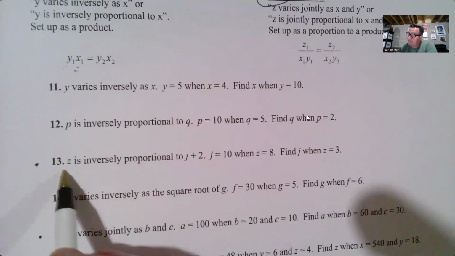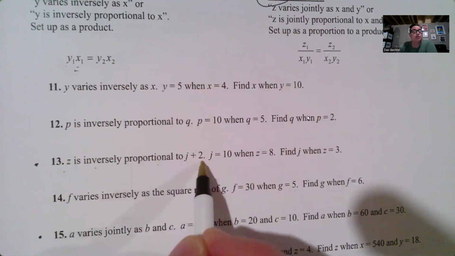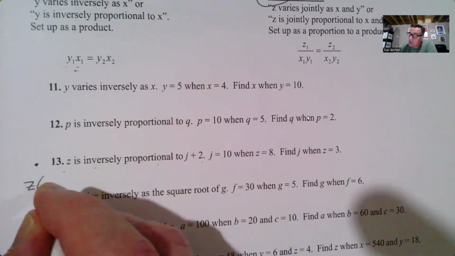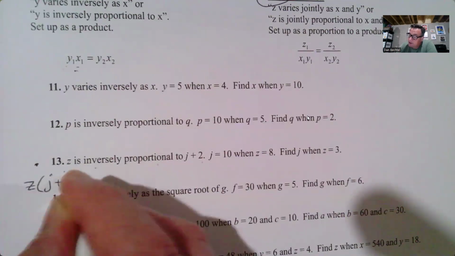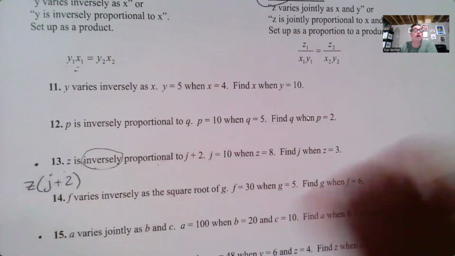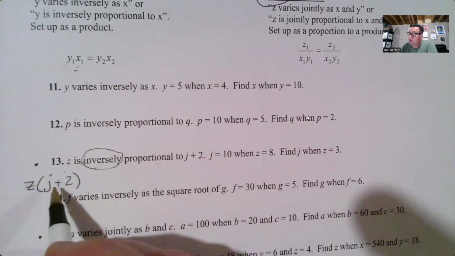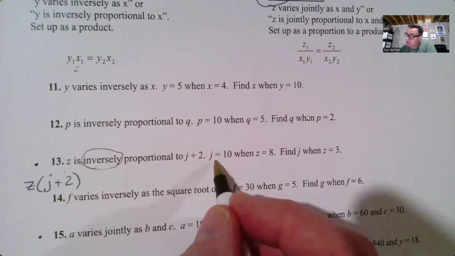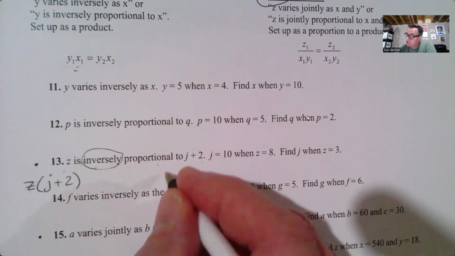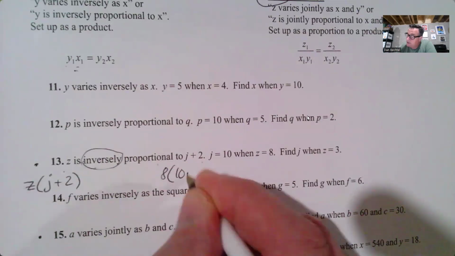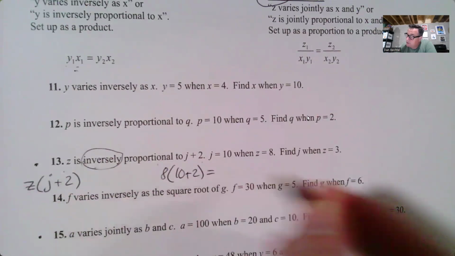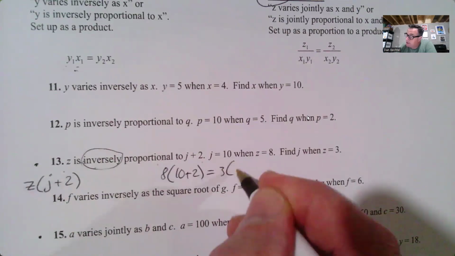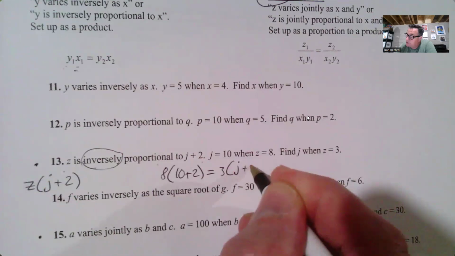So we have Z is inversely proportional to J plus 2. Okay, so that means that the constant that we are setting up is Z times J plus 2, because when I see inversely, I'm thinking of a product between those two things. So we're just setting up an equation where we have these set up equal to each other. So J is 10 when Z is 8 for the first part. So we have 8 times 10 plus 2 is equal to, find J when Z is 3. So this will be 3 times J plus 2.